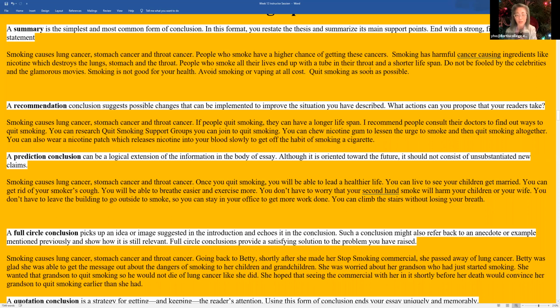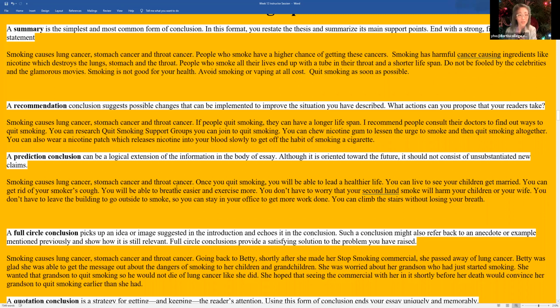Once you quit smoking, you will be able to lead a healthier life. You can live to see your children get married. You can get rid of your smoker's cough. You will be able to breathe easier and exercise more. You don't have to worry that your secondhand smoke will harm your children or your wife. You don't have to leave the building to go outside to smoke. So you can stay in your office to get more work done, and you can climb the stairs without losing your breath. So here you have a prediction conclusion paragraph.